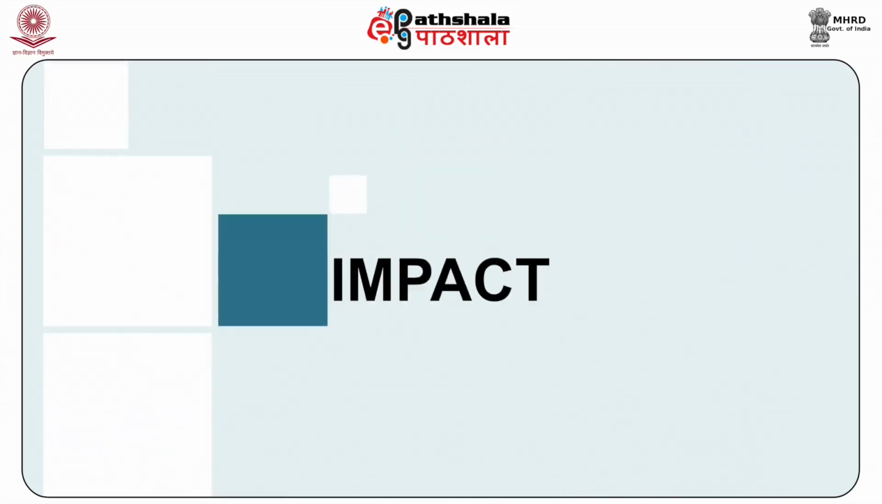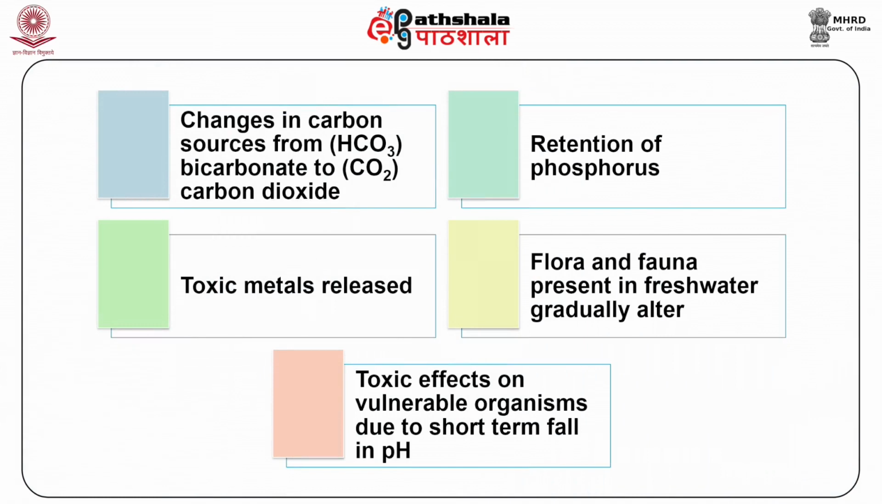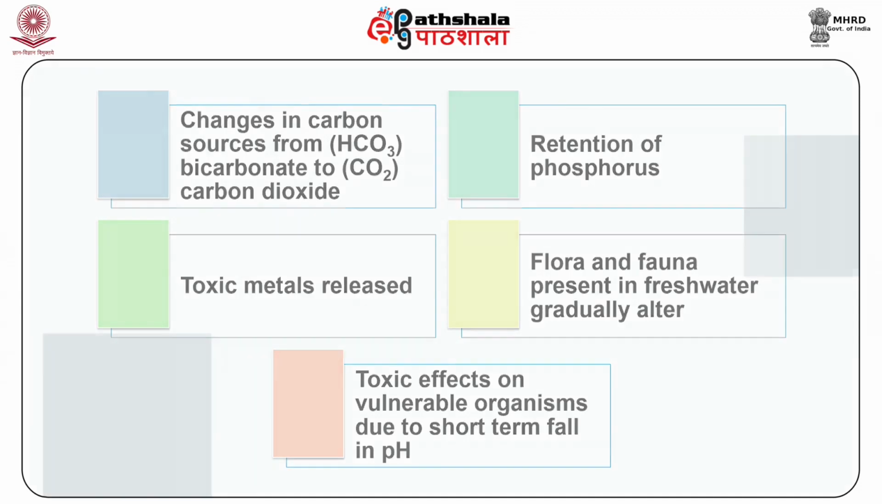The impact is changes in carbon sources from bicarbonate to carbon dioxide, retention of phosphorus, release of toxic metals. Flora and fauna present in fresh water gradually alter, and there are toxic effects on vulnerable organisms due to short-term fall in pH. When the acidification begins, the complete biomass by and large remains unchanged but the diversity considerably drops.